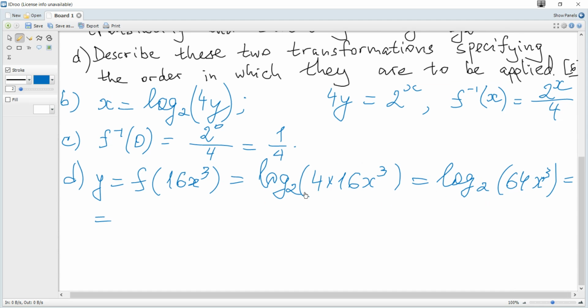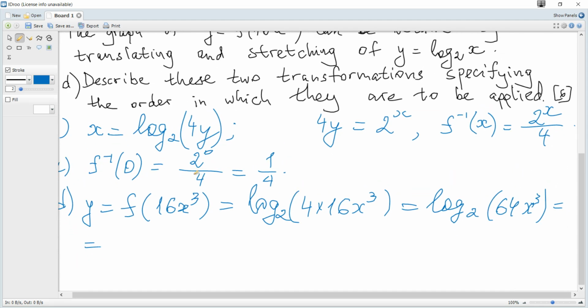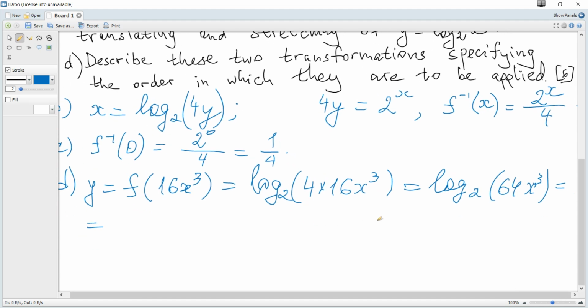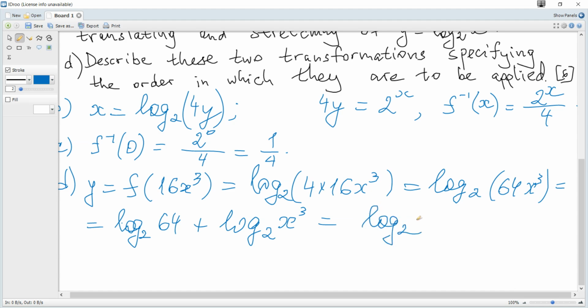we need to simplify it to understand clearly the required transformations. And we can see that it's a log of a product, and formulas are given in the booklet, and we know that the log of a product is equal to the sum of two logs with the same base. So it's log to the base 2 of 64 plus log to the base 2 of x cubed. And we can use another formula, and log to the base 2 of x cubed can be rewritten as 3 times log to the base 2 of x.